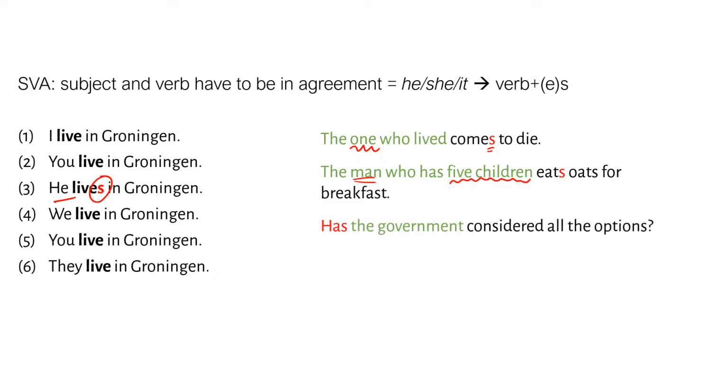Has the government considered all the options? The government, even though it's more than one person, it's still an it, basically. So has the government considered? We still have the has form of to have, which is he has.